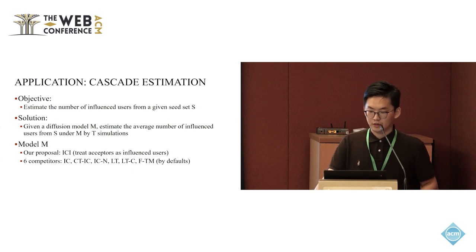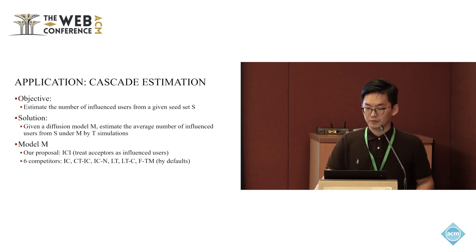And now comes to our applications. Here, the first two are the offline parts. The first application is the influence estimation. So the objective is to estimate how many influenced users there are from the given seed set S. So here we compare different diffusion models, and given a diffusion model, we estimate the average number of influenced users under this model by T simulations. Besides our proposed ICI, we compare six competitors.